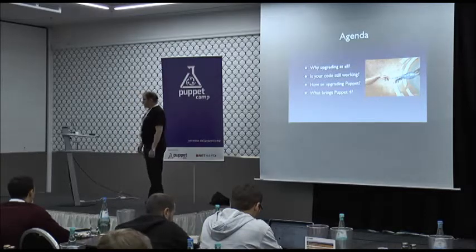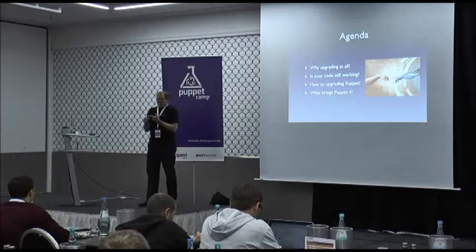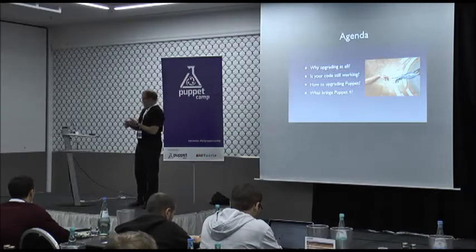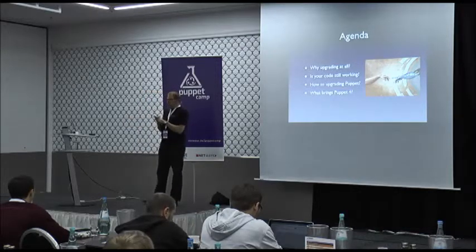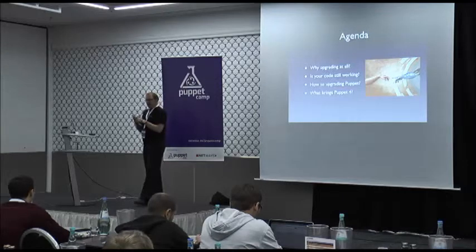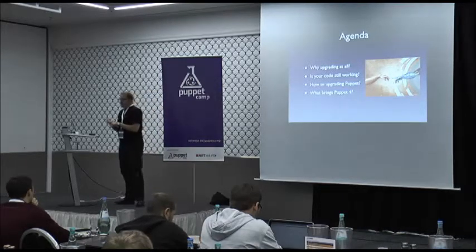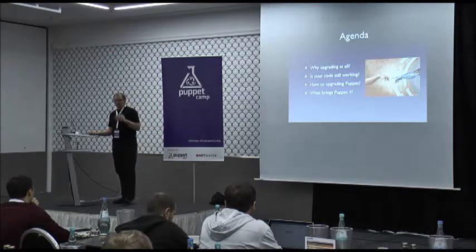So what I'm going to do is a little agenda. Why should you even consider upgrading Puppet? It's working. Why should I upgrade it? When you upgrade it, how can I make sure that my code is still working? How can I test Puppet upgrades prior to putting them into production? And then only a couple of slides, 2 slides, about what is new in Puppet version 4.